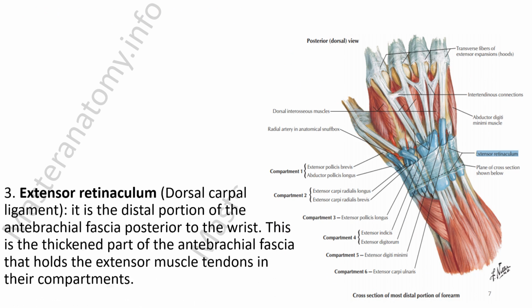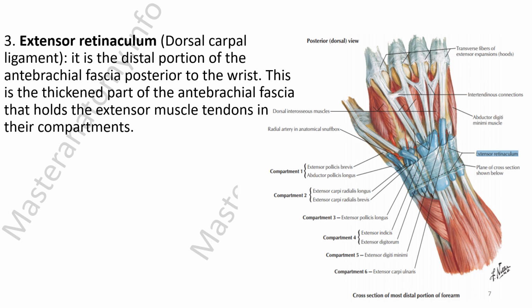So the third is the extensor retinaculum, also called the dorsal carpal ligament. Now this ligament is illustrated here. It is relatively less thickened than the flexor retinaculum, and it is continuous with the volar carpal ligament, its counterpart. It's the thickened inferior end of the antebrachial fascia at the dorsal region of the wrist. Now it's dorsal to the wrist, in contrast to its counterpart, the volar carpal ligament, which is anterior to the wrist.